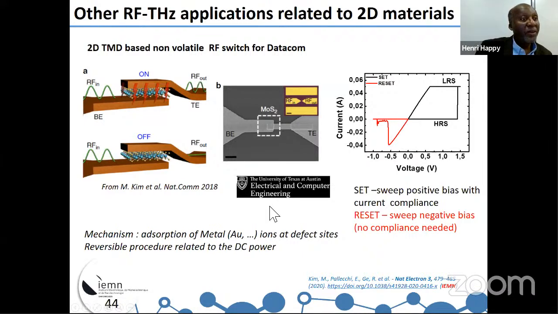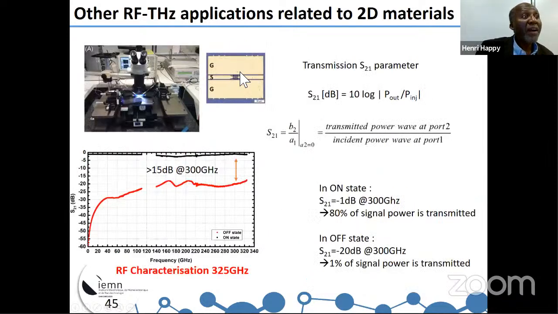Okay. And using this kind of device, we have published a nice paper in Nature in collaboration with University of Texas. We have made measurements on this kind of device up to 325 gigahertz using this equipment. And you can see that we have a good variation between on and off state at this level. That means we can use this switch to switch a high frequency circuit in a very wide frequency range. This is an example of application.